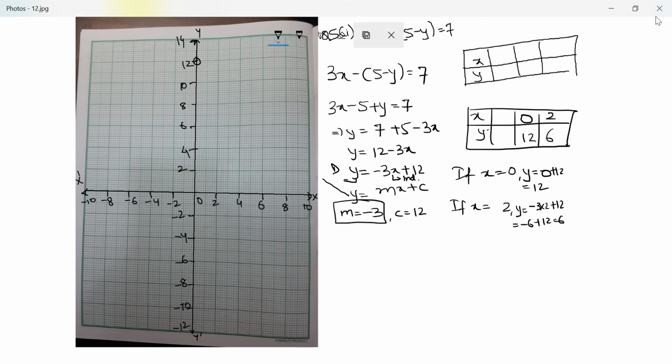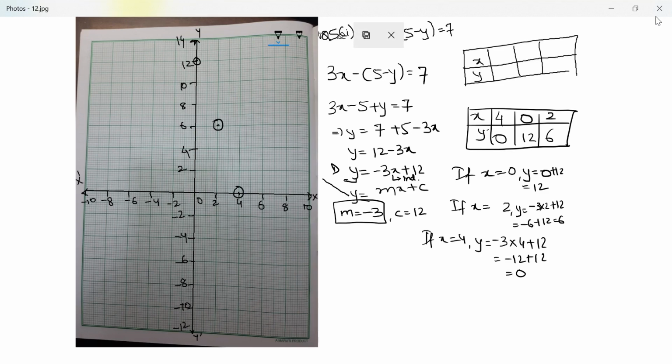I don't think I'll have more space on the y side, so let me take the value of x as 4. So if x is equal to 4, y will be equal to negative 3 into 4 plus 12, which is negative 12 plus 12, which is 0. So if x is 4, y is equal to 0. Now let me plot these 3 points. 0 with 12 done, 2 with 6 here. Next is 4 with 0.